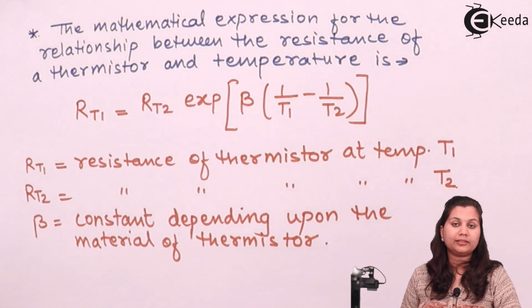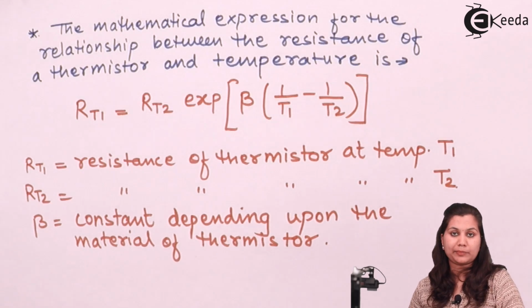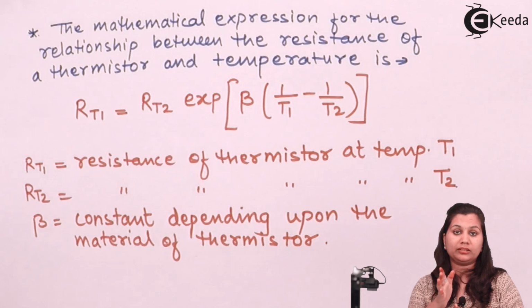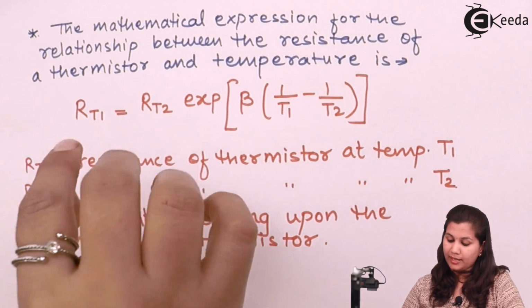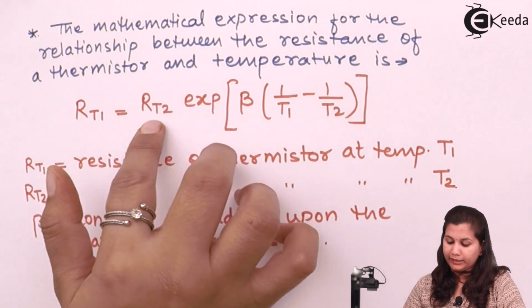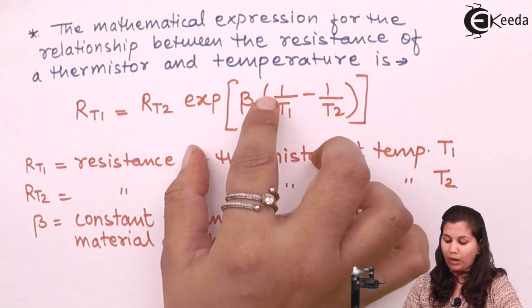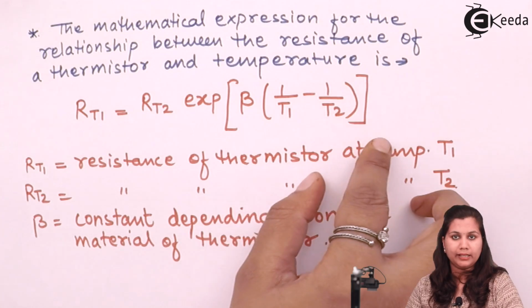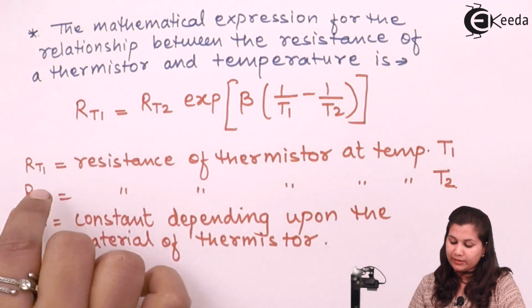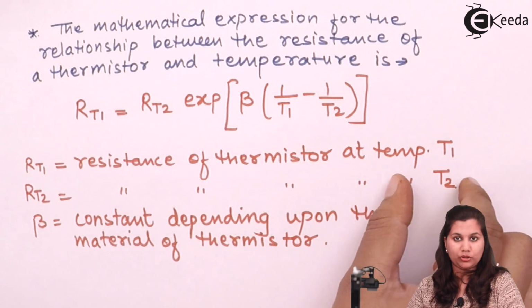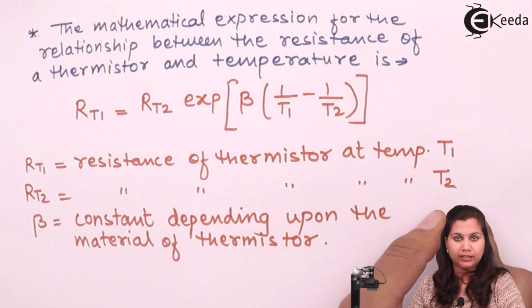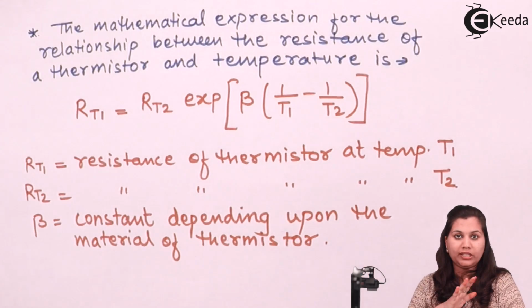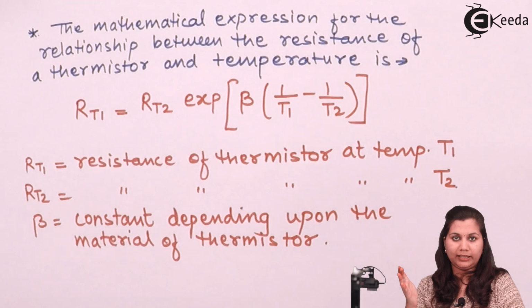So the mathematical expression for the relationship between the resistance of a thermistor and the temperature is RT1 equals RT2 exponential beta (1/T1 minus 1/T2), where RT1 is the resistance of the thermistor at temperature T1, and RT2 is the resistance of the thermistor at temperature T2. So T1 and T2 are the temperatures. T1 is the initial temperature and T2 is the final temperature.